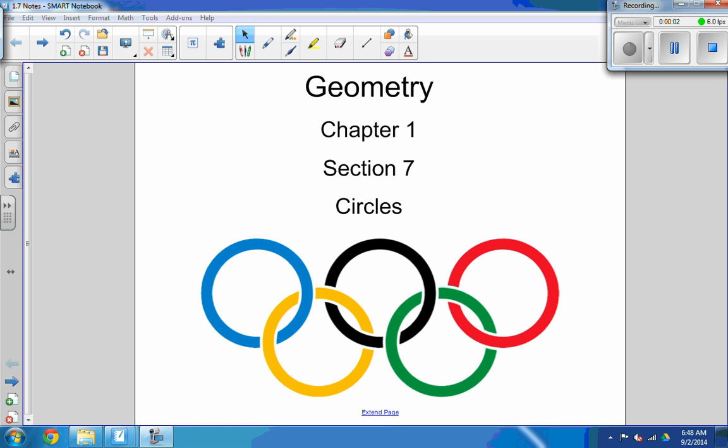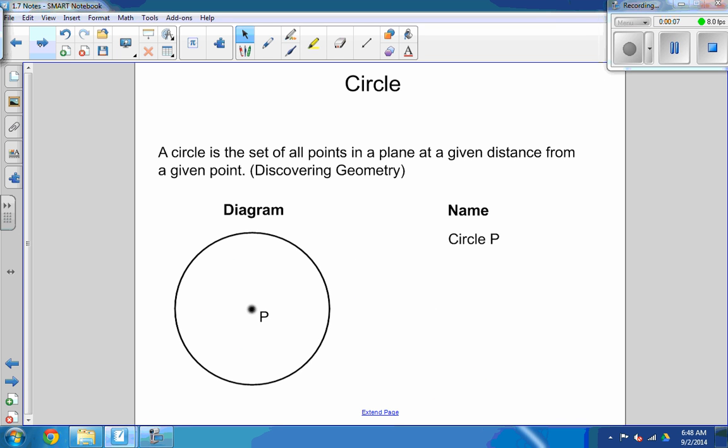Geometry, Chapter 1, Section 7, Circles. A circle is the set of all points in a plane at a given distance from a given point.